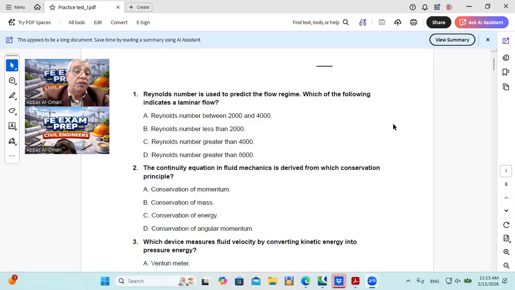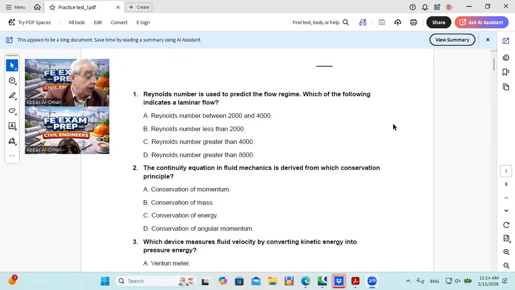Solving FE exam problems for civil engineers. Today we will solve several problems in fluid mechanics and hydraulics. So question number one, it says Reynolds number is used to predict the flow regime.